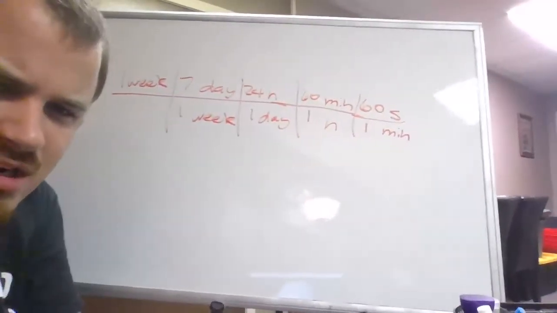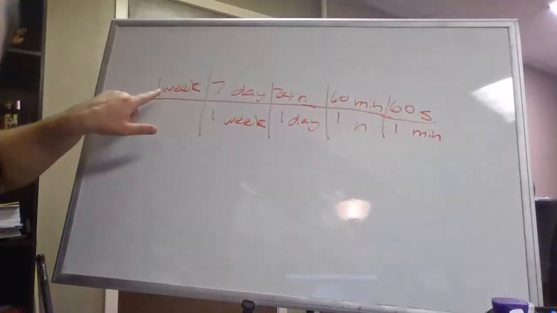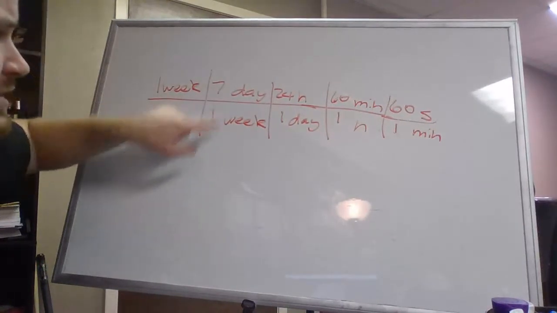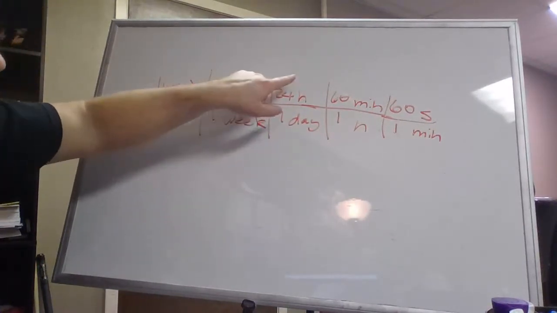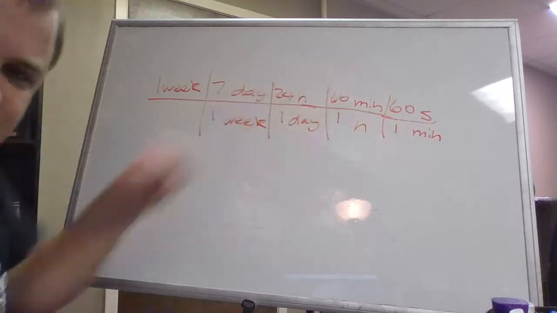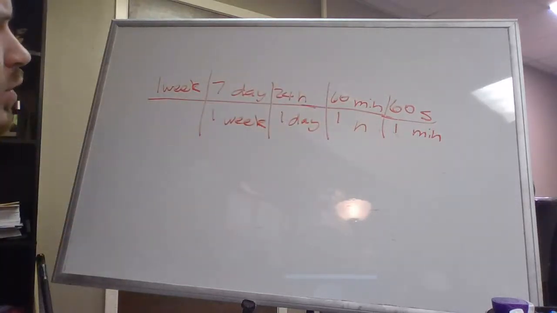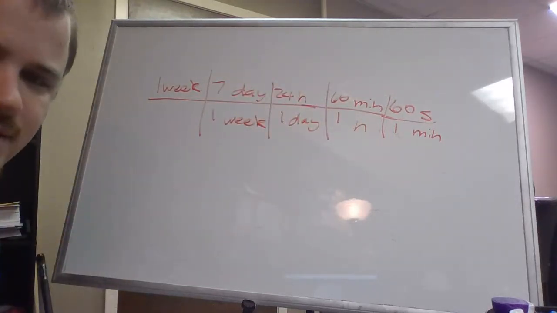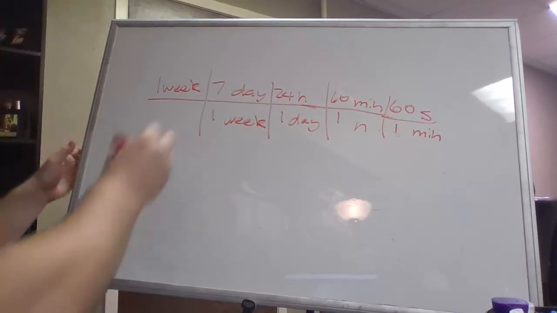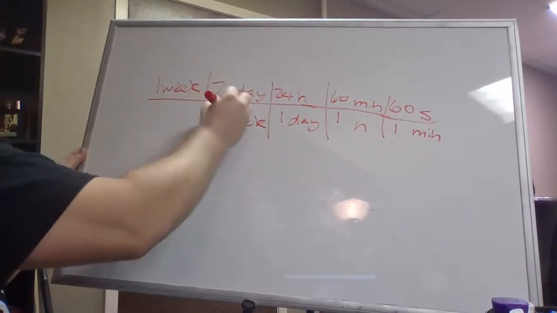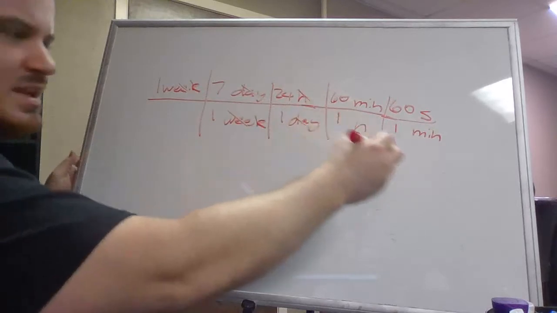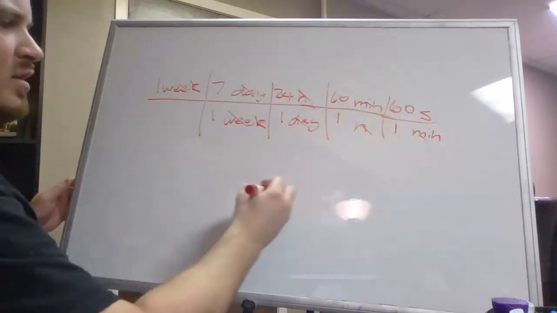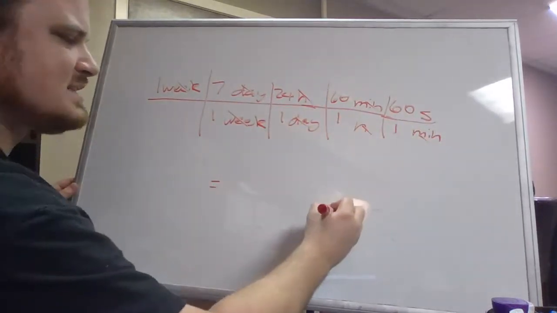Okay, so you set it up like that. So you turn a week into days, days into hours, hours into minutes, minutes into seconds. Okay, so when we do that, the weeks cancel out, days cancel, hours cancel, minutes cancel, and our final answer will be in seconds.